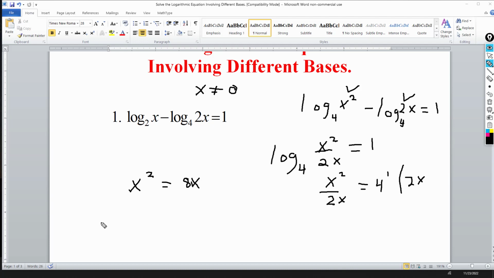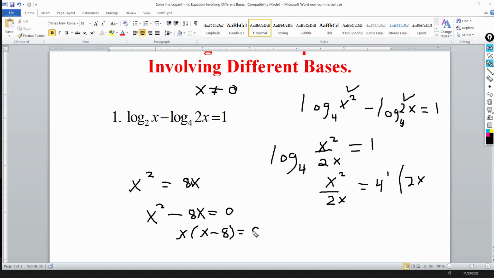Now I have a quadratic equation. Normally I want to solve it by factoring, if it factors. So I bring the 8x over, same thing as adding minus 8x to both sides. I get x squared minus 8x equal to 0, and factor out an x here. So I'm going to solve this quadratic by factoring.